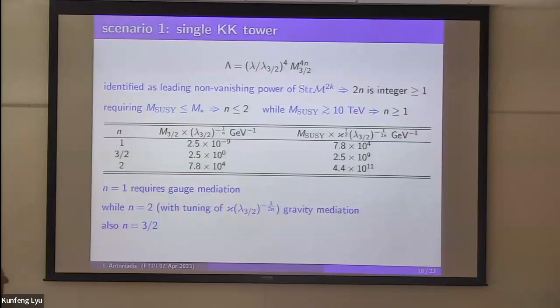And then when you impose that the supersymmetry scale is bigger than about 10 TeV because of the LHC constraints, then you find that n has to be bigger than or equal to 1. So there are just 3 values possible: 1, 3/2, and 2. The case of n equal 1 is quite interesting because M3/2 is of the same order as the compactification scale, the electron volt, like excitations of gravity, and the SUSY scale, the supersymmetry breaking scale, is of order 100 TeV, which means that the mediation to the standard model should be rather gauge mediation.